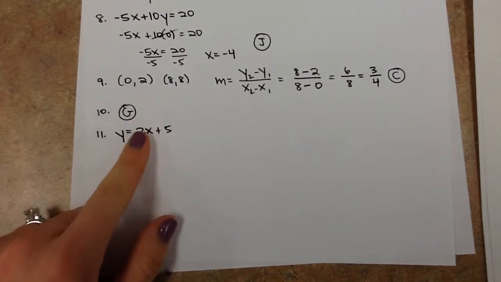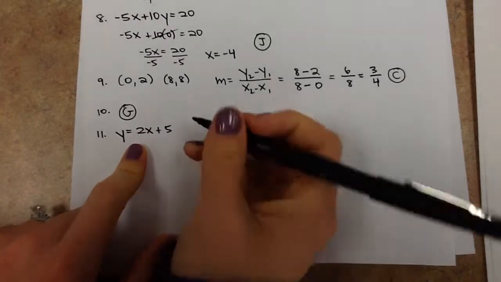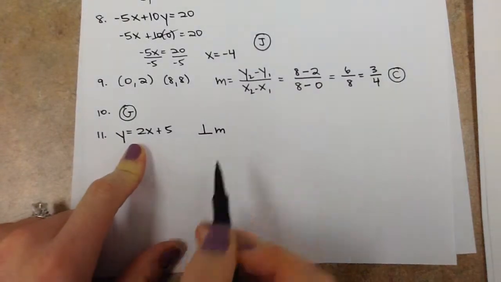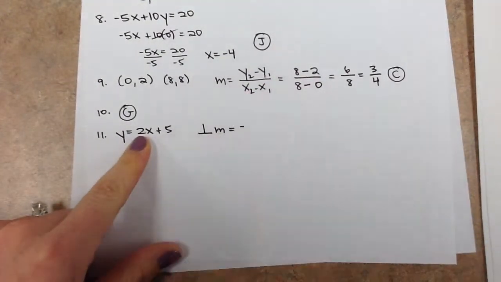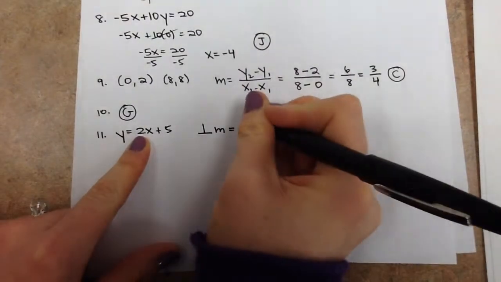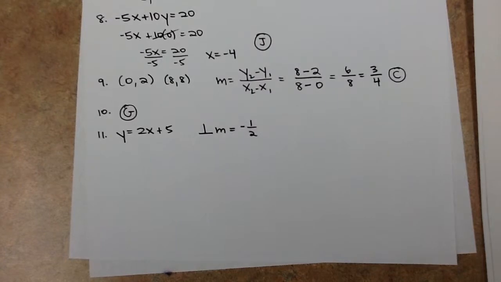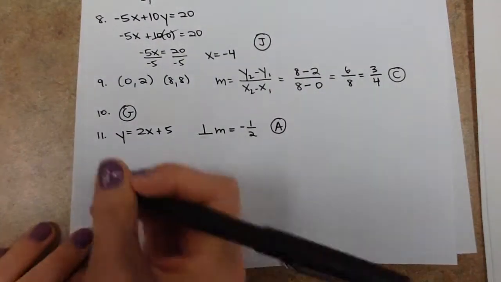If something is perpendicular to this line, we use the opposite reciprocal slope. So a perpendicular slope, that's the symbol for perpendicular, and then we use m for slope, would be the opposite of this, which would make it negative, and then the reciprocal of 2, which means we flip the 2 down into the denominator. So the perpendicular slope would be -1/2, and that's letter A in the multiple choice.